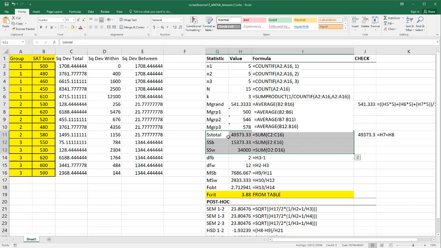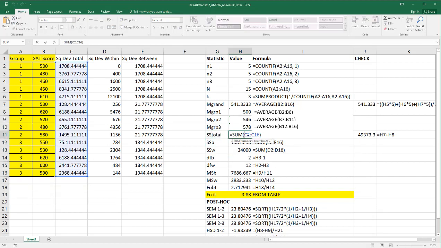So this first one is the sum of squares total. That is the total amount of squared deviations between each person and the grand mean of 541.33. And so we add those all together and we get 49,373.33. For sum of squares between, again, we're going to sum the E column. And then for sum of squares within, we're going to sum that D column.